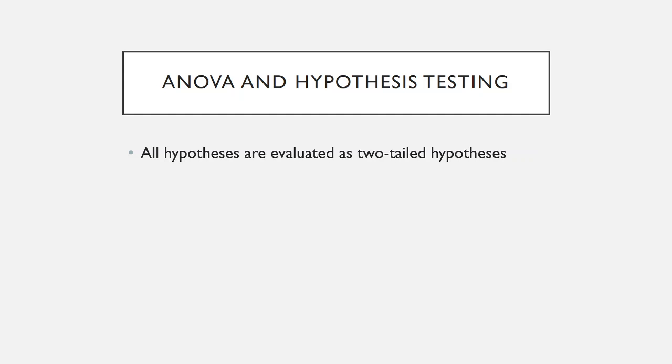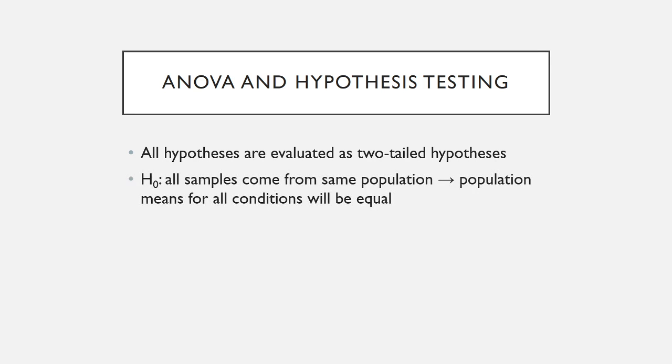All of the hypotheses within the context of ANOVA should be considered to be two-tailed tests, so you don't need to mess with this, am I running a one-tailed or a two-tailed test? Theoretically, all of your ANOVA hypotheses should be considered to be two-tailed tests. The null hypothesis that we'll be seeking evidence to contradict is that all of our samples, right, our 3 different groups, come from the same population, right? We're trying to find that there is some difference among all of our various groups. So the null hypothesis that we're trying to contradict is that all of the means will be equal.